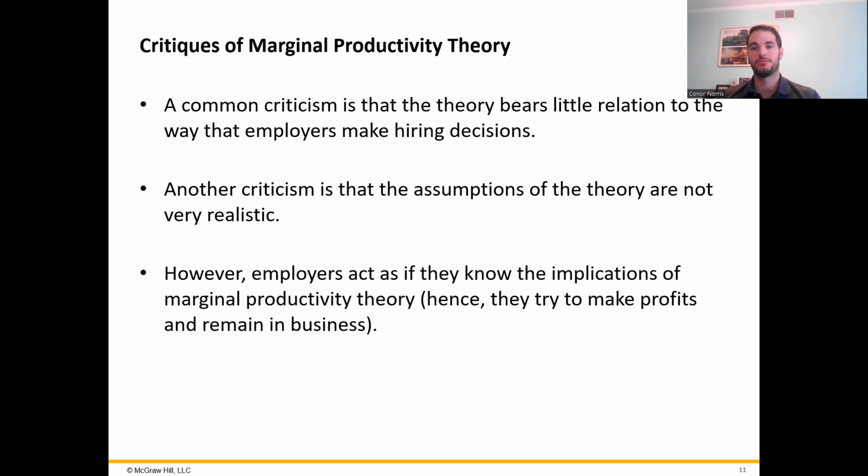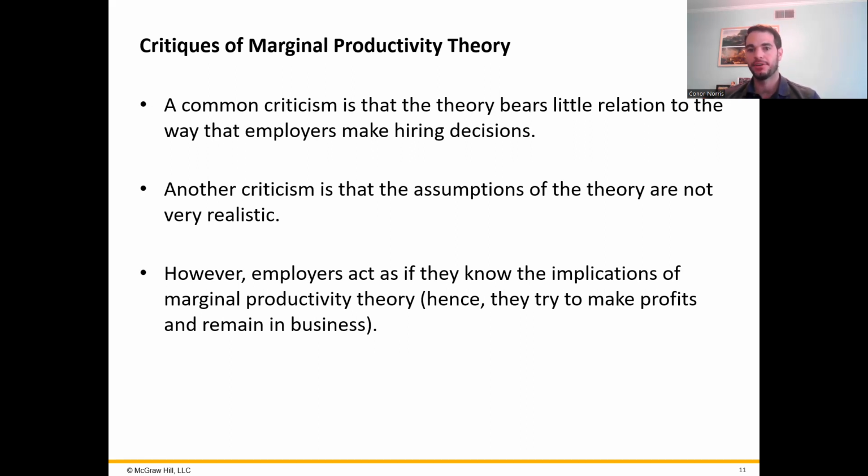The owner makes decisions based on these practical, real-life observations, but these real-life practical observations are in line with the principle of marginal productivity theory. Our theory that we've been talking about maps onto how the owners or the managers of firms reach these decisions. Employers constantly make decisions that reflect how valuable each worker is to the firm, even if they're not explicitly writing down equations to figure this out.